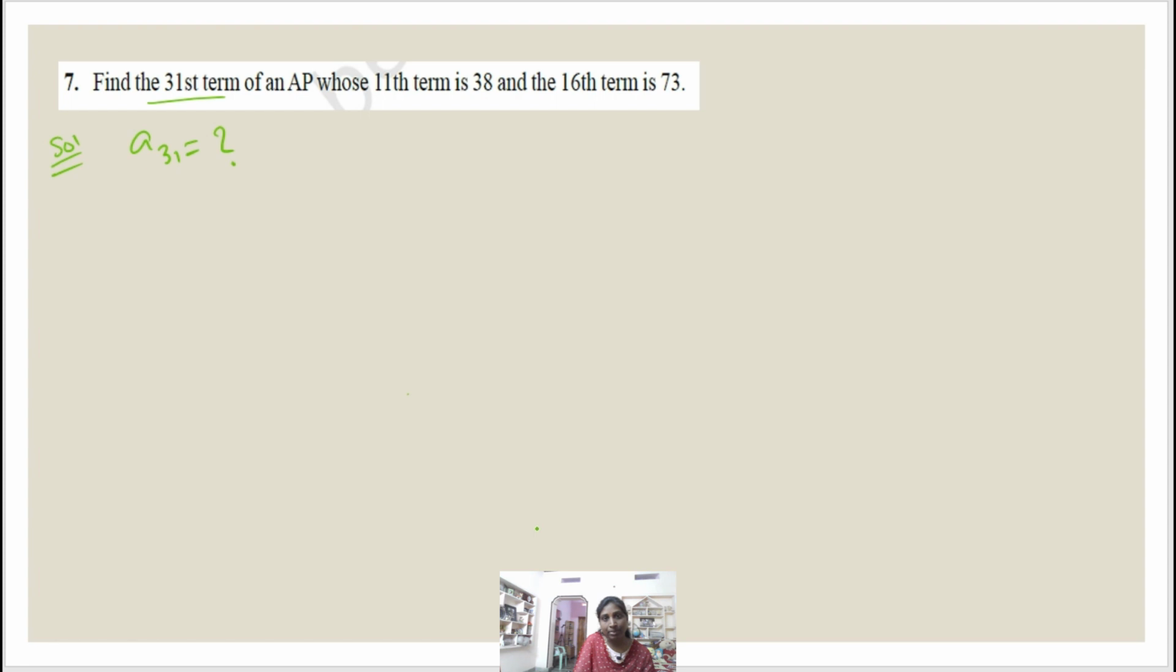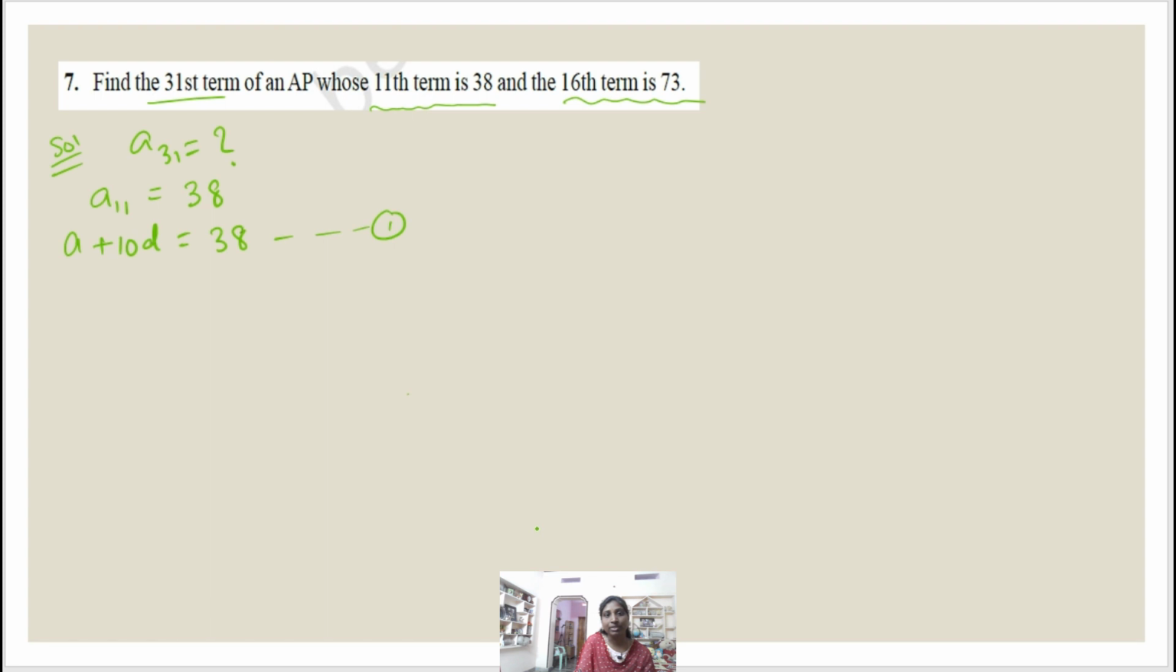We have some information here. See, 11th term is 38 and 16th term is 73. With the help of this, we will find out the first term and the common difference. See, we have A11 is equal to 38. It means A11 can be written as A plus 10D, which is equal to 38. Let us name it equation number 1.